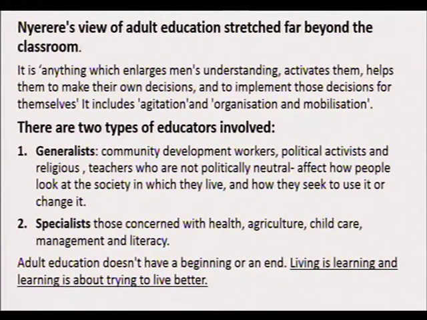He believed that there were two types of educators involved. One was the generalists, and they consisted of the community development workers, the political activists, and religious people, the teachers who were not politically neutral, and they affected how people looked at society and how they seek to use or change it. Then he also believed that there were the specialists, and they were the ones concerned with health, agriculture, childcare, management, and literacy.